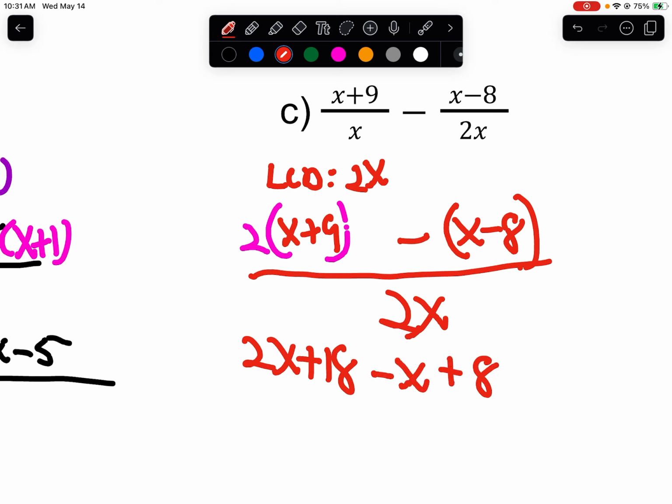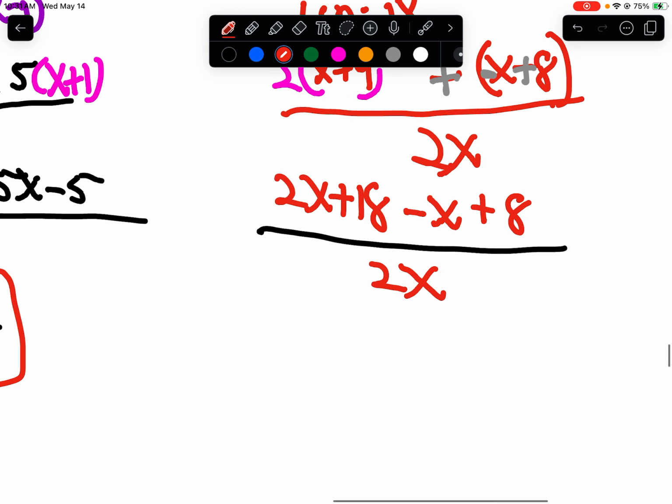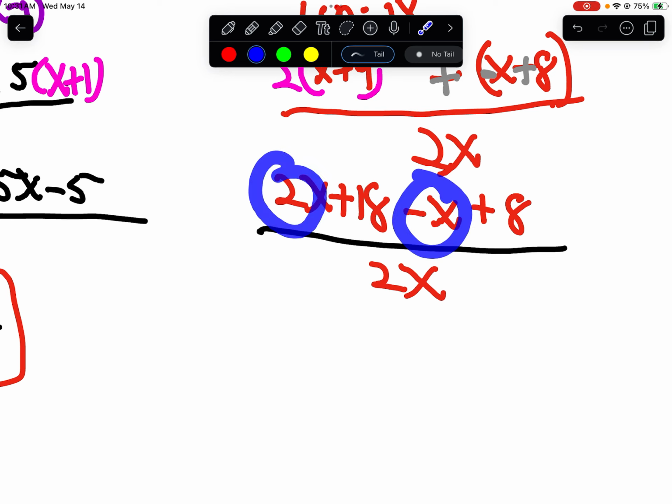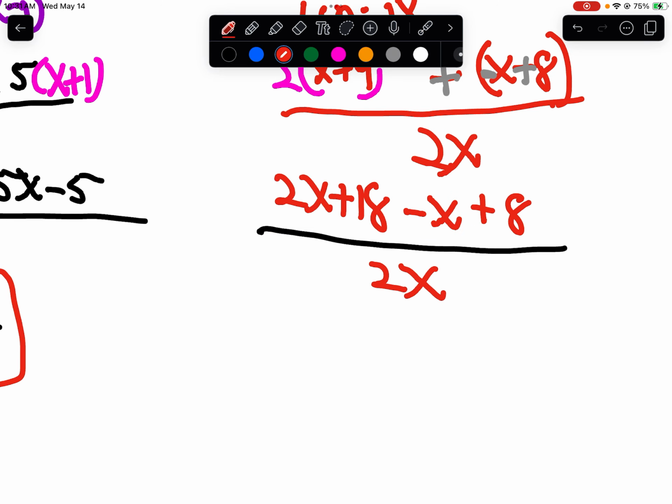What's hard is, I would recommend for you guys when you see subtraction with polynomials, you flip the signs on the inside of the parentheses and just make that a plus. Then you won't screw up the signs. So when you do that, and it's all over, by the way, I kind of skipped that. It's all over 2x. So combining like terms, 2x minus x is x. 18 plus 8 is plus 26, all over 2x.